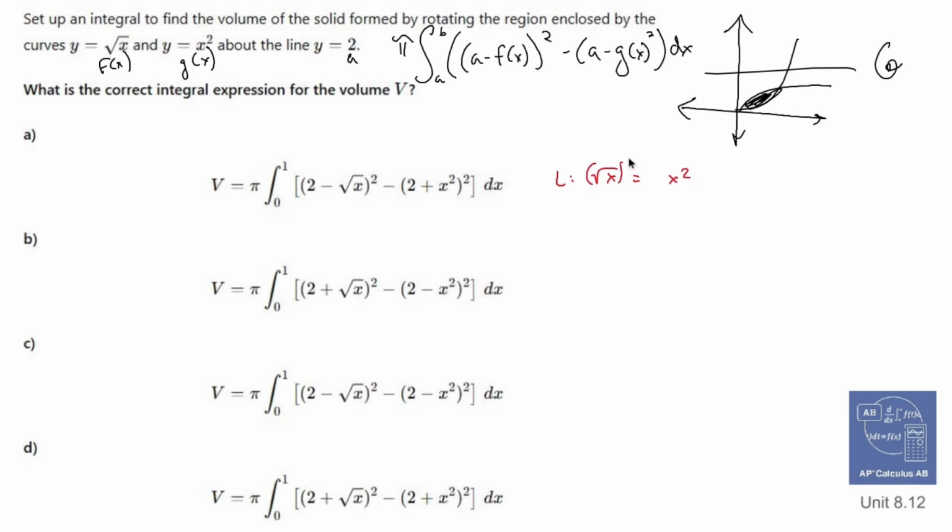Why don't we square both sides, so that we get x equals x to the fourth. Subtract x from both sides to get x to the fourth minus x equals 0. Factor out an x to get x times (x cubed minus 1) equals 0. And then you can see that your limits are going to be 0 and 1.